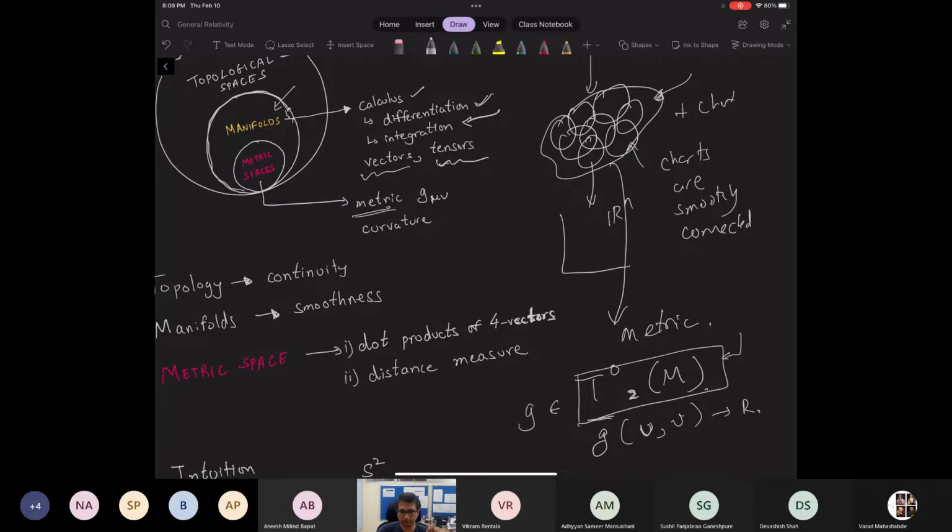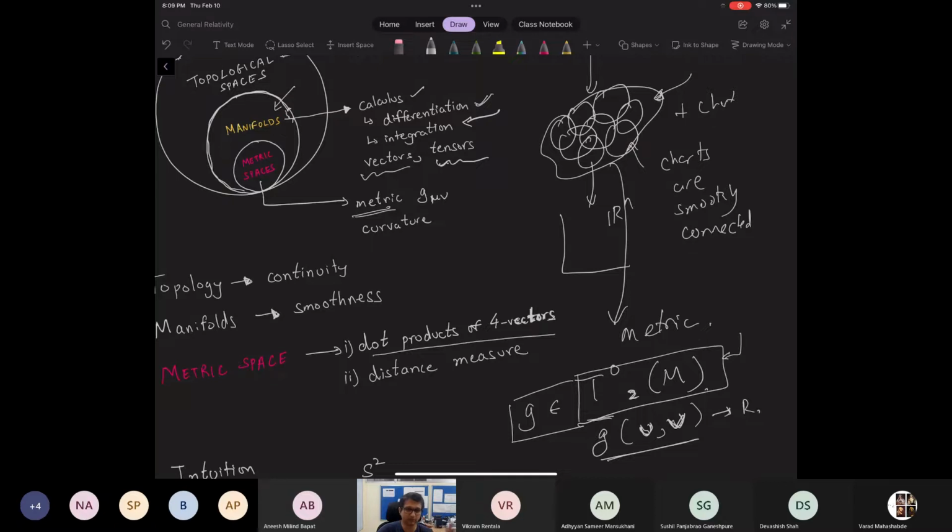Okay, so this G exists at all points P on the manifold. And what we'll see is that once you have such a tensor, a tensor field of type (0,2) on the manifold, this will allow you to define dot products of 4-vectors. By using something like this, I can now take 2 vectors as input and get a real number.